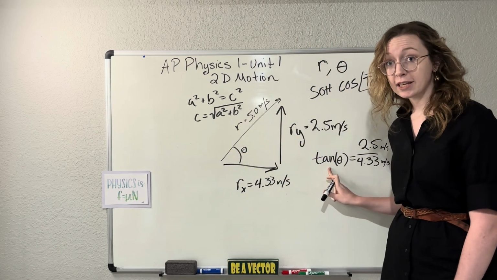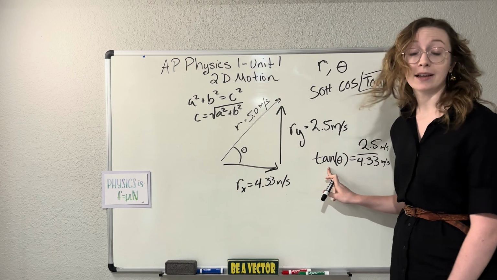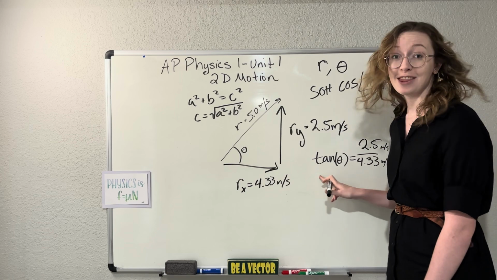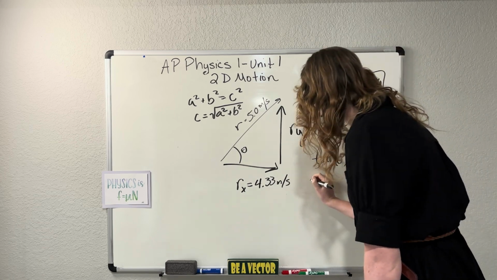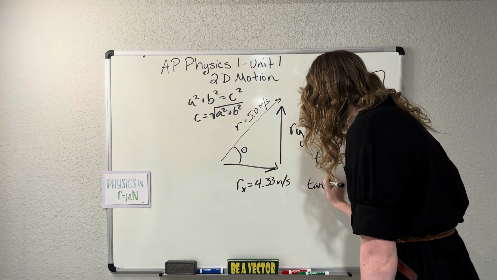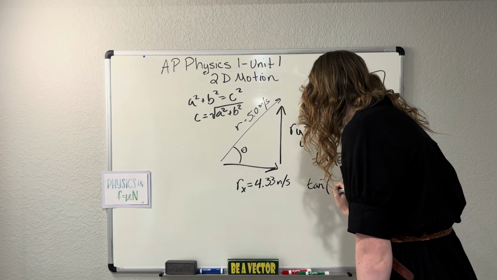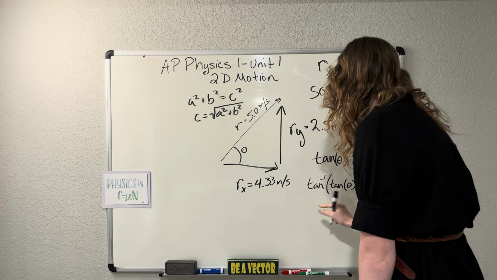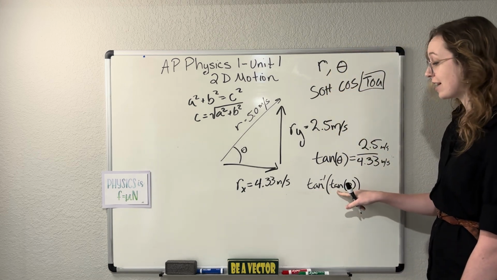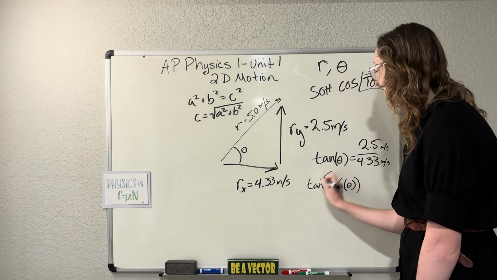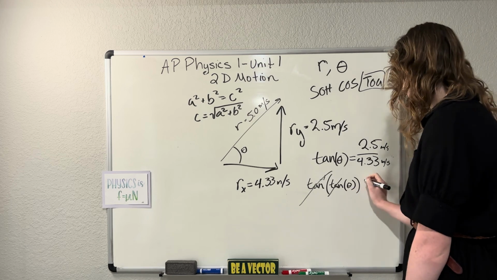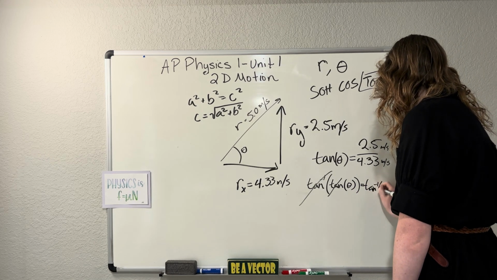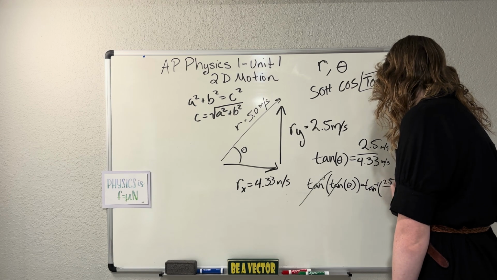And because mathematicians are not always the most clever at naming things, what we call the opposite of tangent is just inverse tangent. And the way we notate that is by writing tan exponent -1 of something, and in this case, tan of theta. So we take the inverse tangent of our tangent of theta, and our tangents cancel out, and we're left just with theta. And then on the left side, we take the inverse tangent of 2.5 over 4.33.